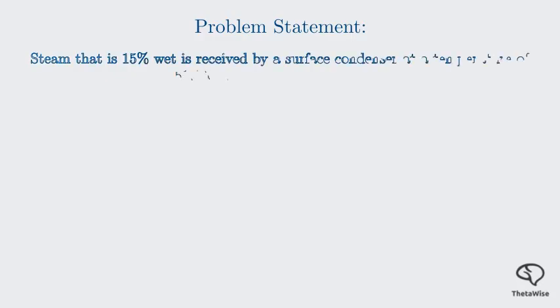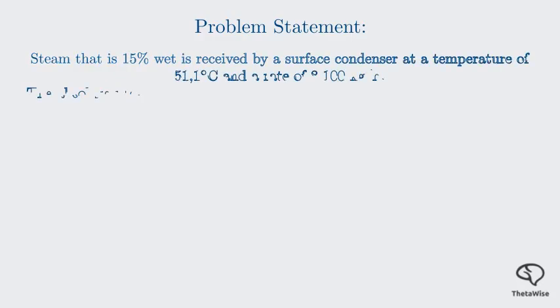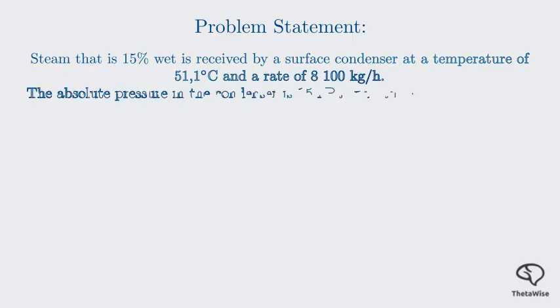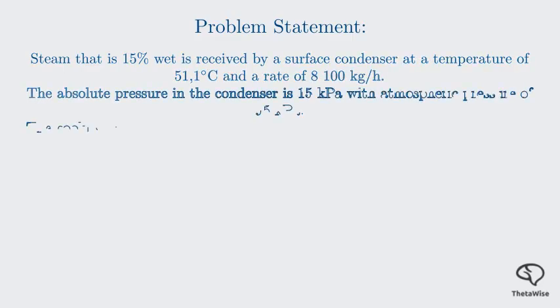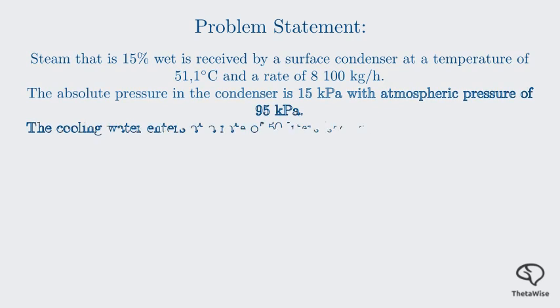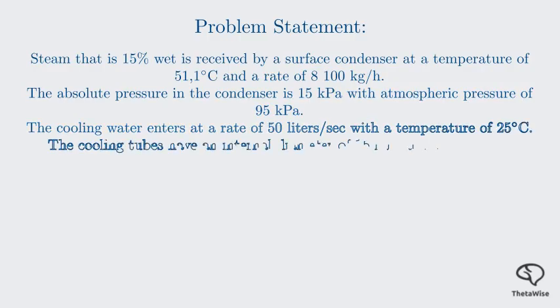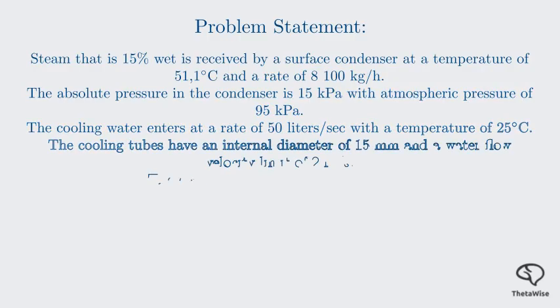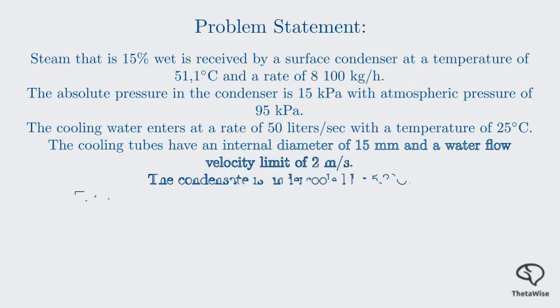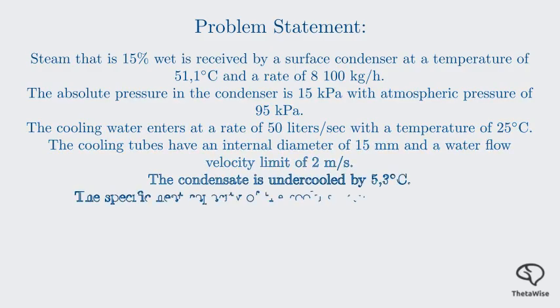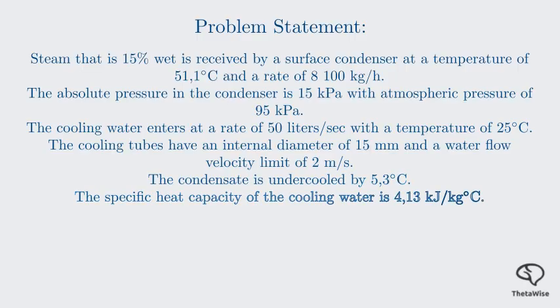Problem statement. Steam that is 15% wet is received by a surface condenser at a temperature of 51.1 degrees and a rate of 8,100 kilograms per hour. The absolute pressure in the condenser is 15 kPa, with atmospheric pressure of 95 kPa. The cooling water enters at a rate of 50 liters per second with a temperature of 25 degrees. The cooling tubes have an internal diameter of 15 mm and a water flow velocity limit of 2 meters per second. The condensate is undercooled by 5.3 degrees. The specific heat capacity of the cooling water is 4.13 kJ/kg°C.